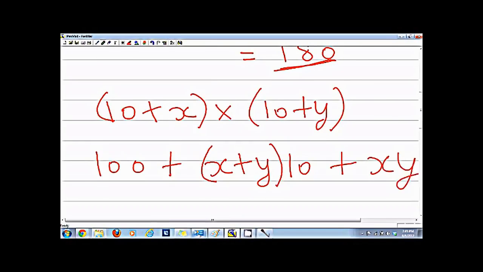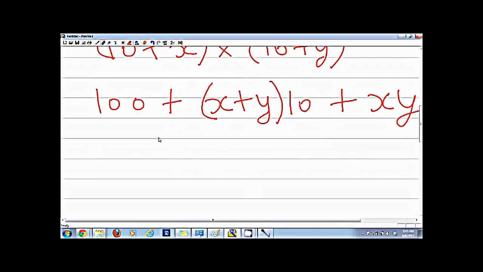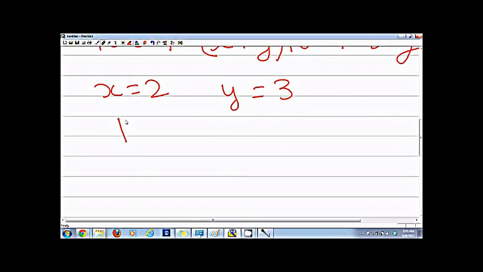So that's why, if you substitute your numbers, suppose x is 2 and y is equal to 3, then you can substitute that and you get 100 plus 50 plus 6. So your answer is 156. So this is what I have shown you before.